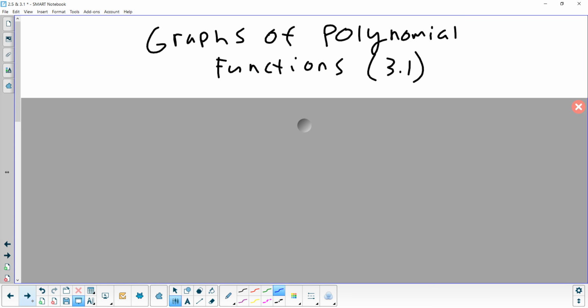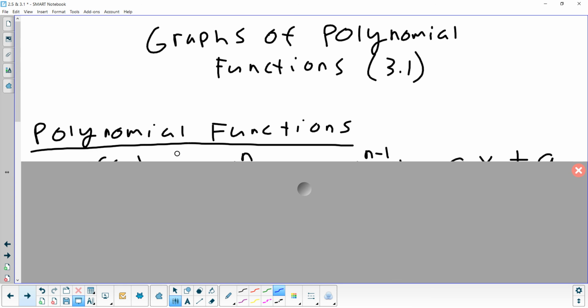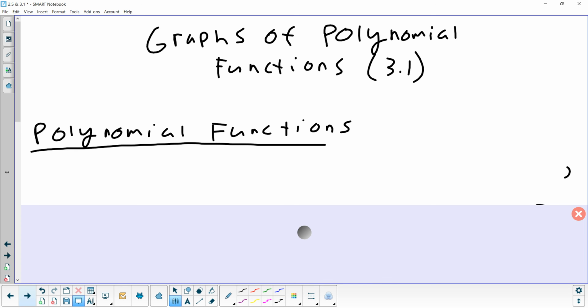So the last thing we'll take a look at, I think it's a little bit easier than 2.5, is 3.1. And that's on graphs of polynomial functions. So an example of what a polynomial could look like, something like this. That's an example.